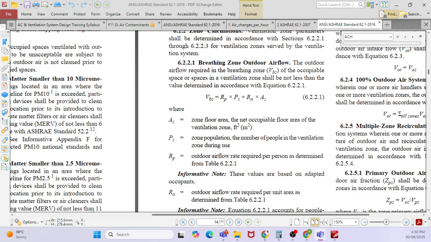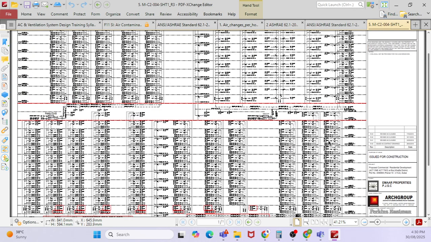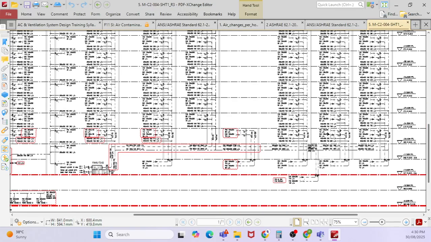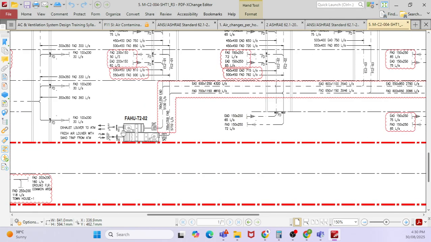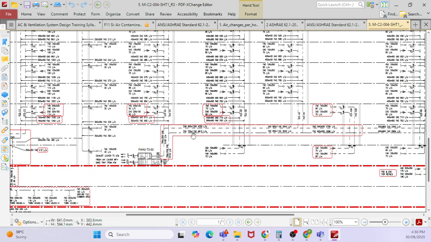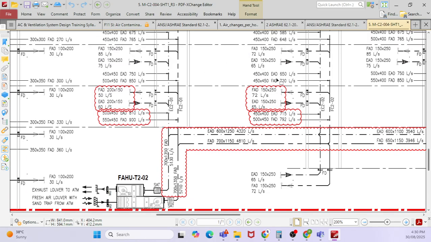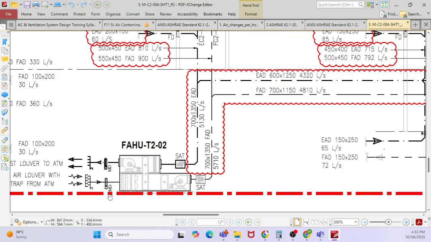I will open one of the schedules. If you go to these particular spaces, say for example you have a residential tower, this is one of the projects. In the residential tower, you have a fresh air handling unit, and you are going to provide fresh air to the different spaces, residential or commercial. The fresh air handling unit can be located in the basement, on the roof, or in the middle of the tower, anywhere you can locate it.